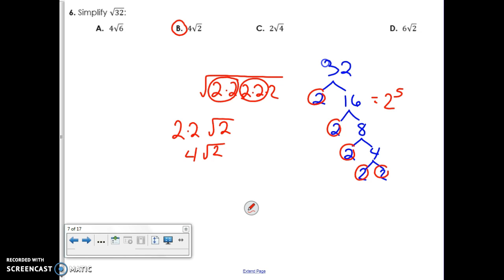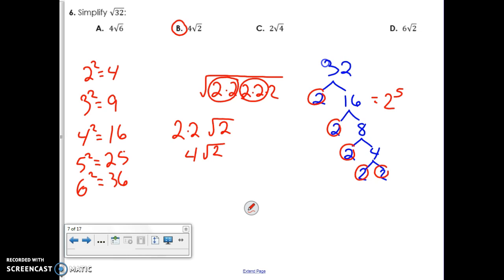We are trying to break out a square root. So you're looking for numbers that are perfect squares. 2 squared is 4. 3 squared is 9. 4 squared is 16. 5 squared is 25. And after that, 6 squared, we would be too large for our number, which is 32. The largest perfect square that goes into 32 would be 16.